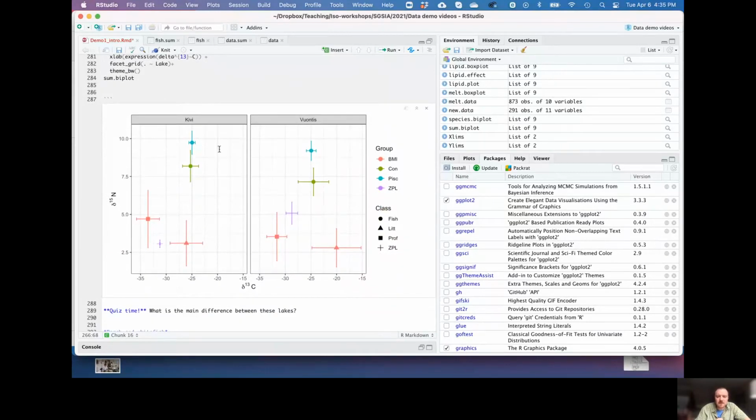So if we scroll down, what do we see? Again, we're just summarizing what we saw before. But we see our piscivores enriched in 15N over the consumer fishes, which in turn are enriched relative to the sources or the invertebrates. And in terms of carbon, in Kiwi, we've got almost a straight line happening between our littoral and our fish and our piscivores. But in Vuontis, the fish are falling more so in between.